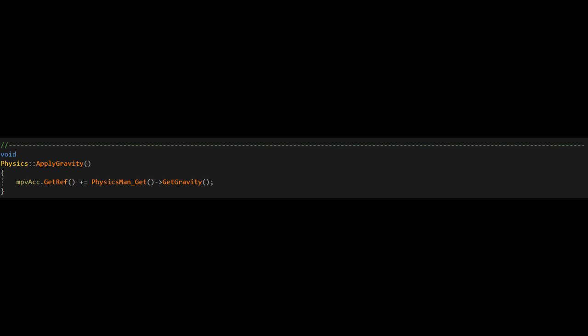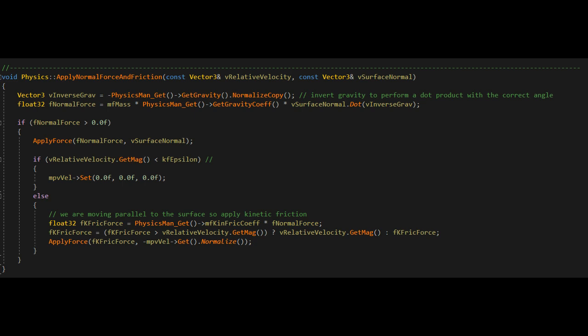The normal force is a contact force that acts perpendicularly to the surface of an object. The apply normal force and friction function applies the normal force proportionally to the gravitational force and the dot product of the surface normal and the direction of gravity inversed. This prevents gravity from pushing objects through the ground. The relative velocity is the velocity of the contact surface minus the velocity of the physics entity.